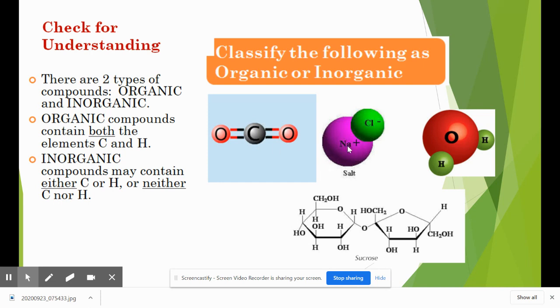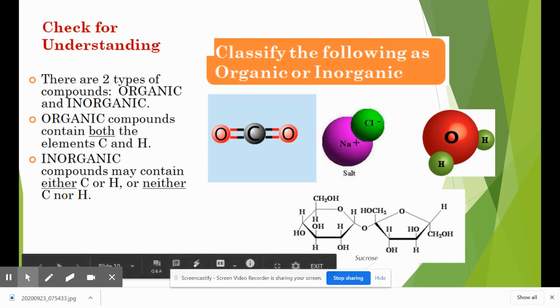Second example, you have Na, sodium, combined with Cl, chlorine. Together, it's called sodium chloride. Sodium chloride is the formula for salt. Is this organic or inorganic? That's right. It's inorganic. There is no C, so neither C nor H.